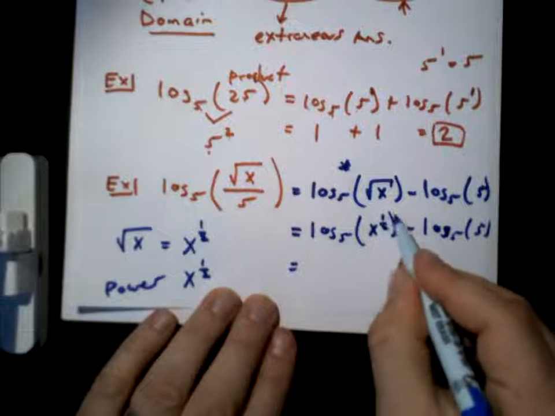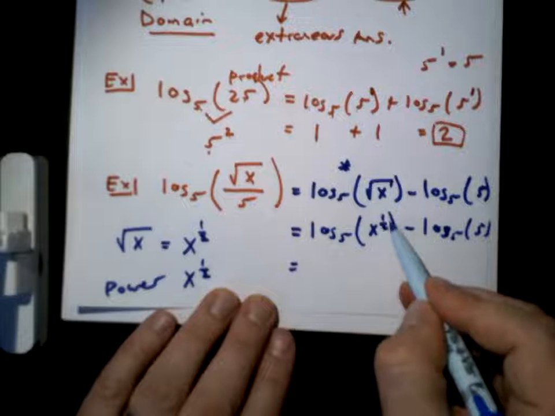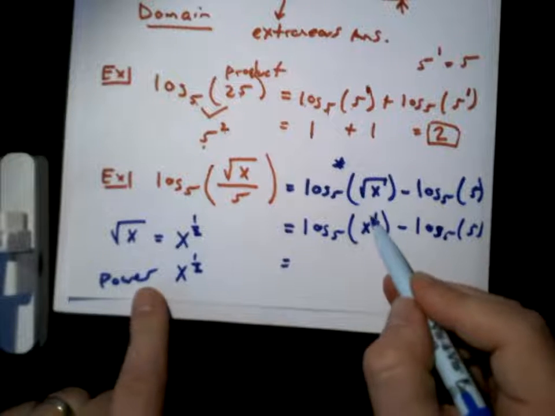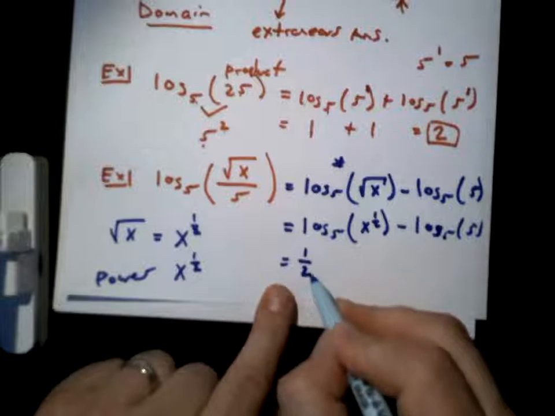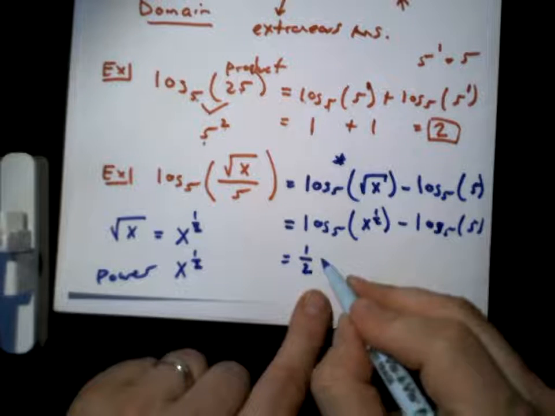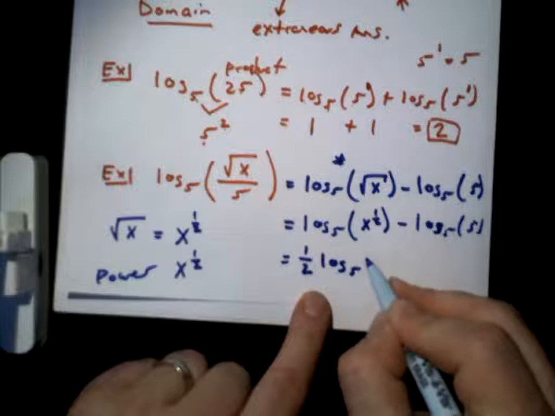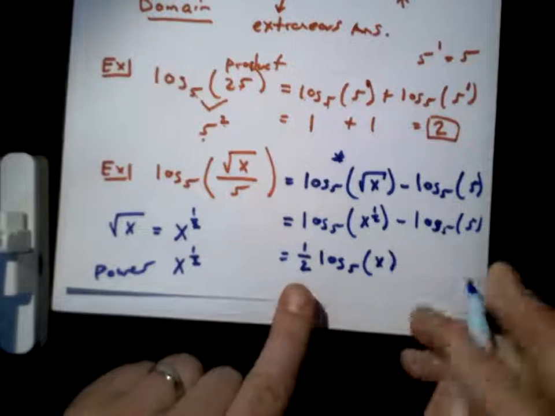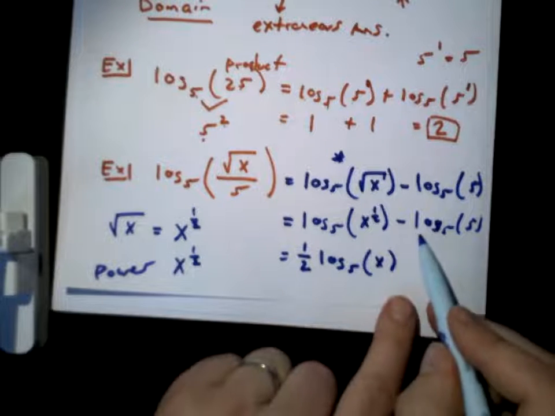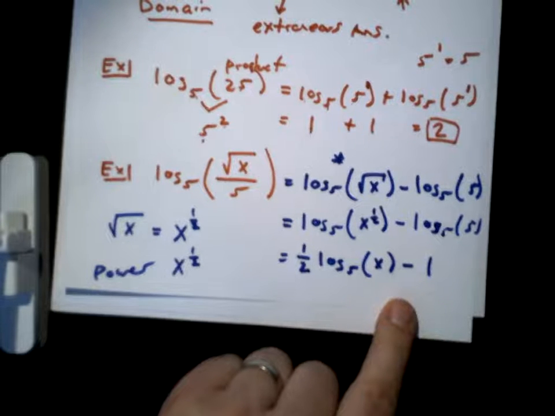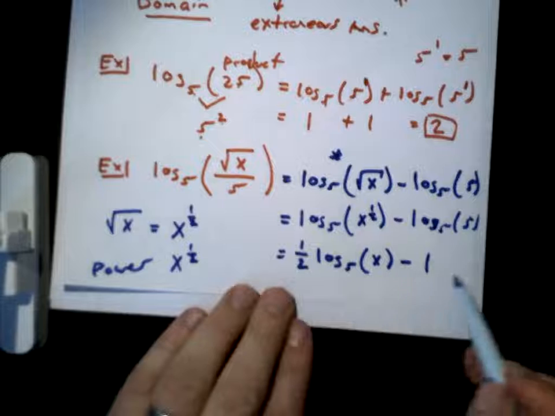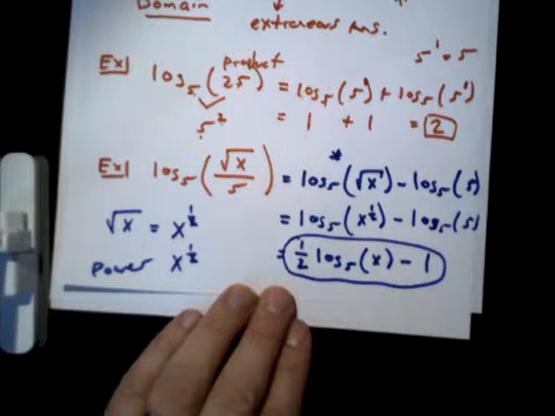Now, that 1/2 says, I'm a power. I'm a power. So I'm going to go in front. So that's going to be 1/2 log 5 of x. Now, do you remember what this is going to be? Isn't that just 1? And really, that's all you can do.